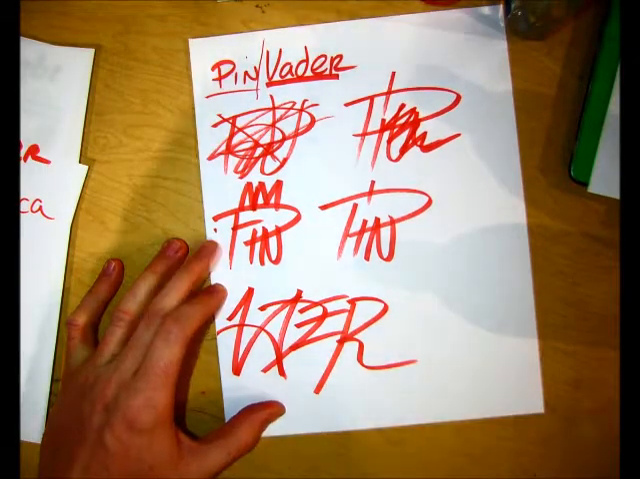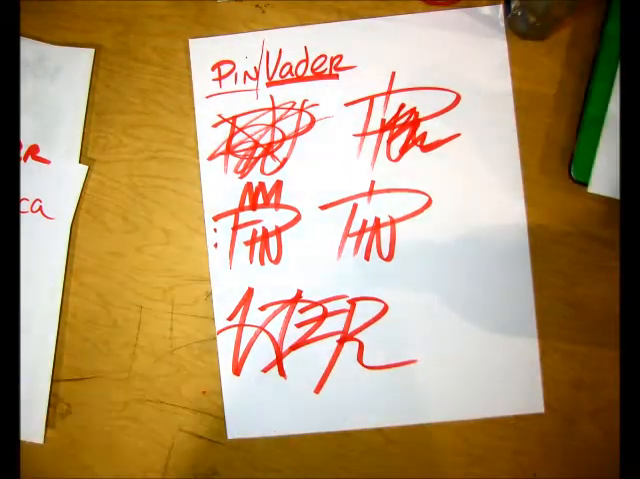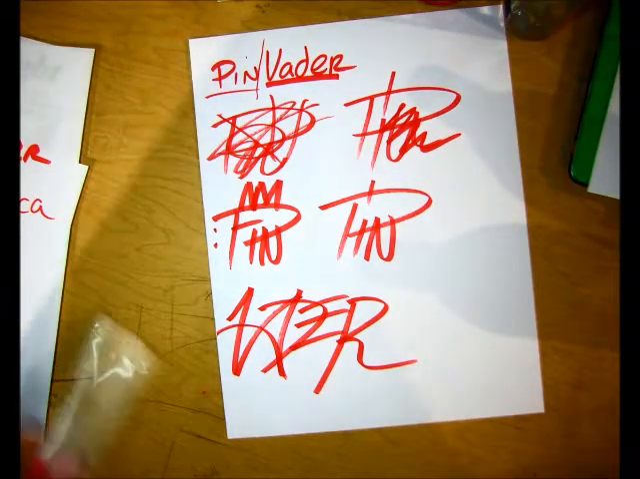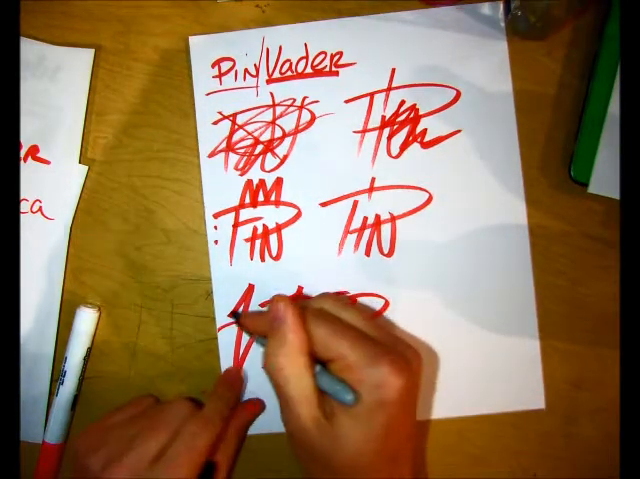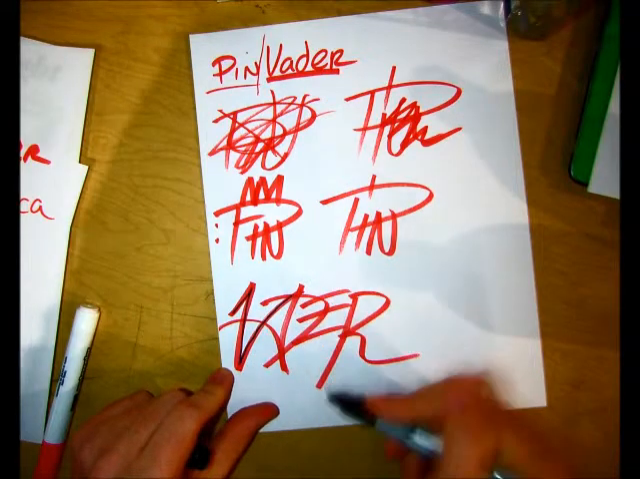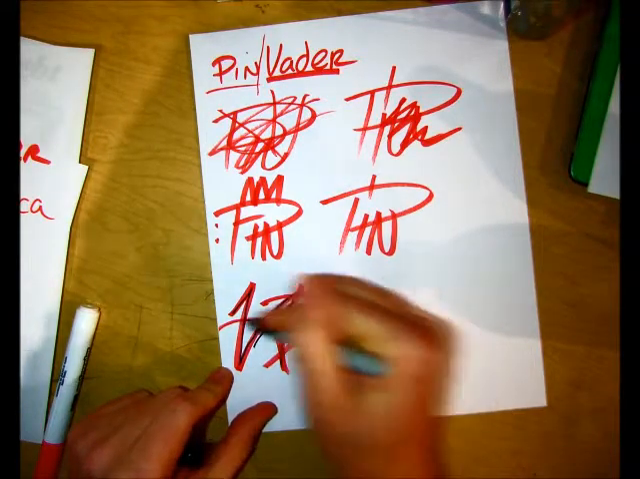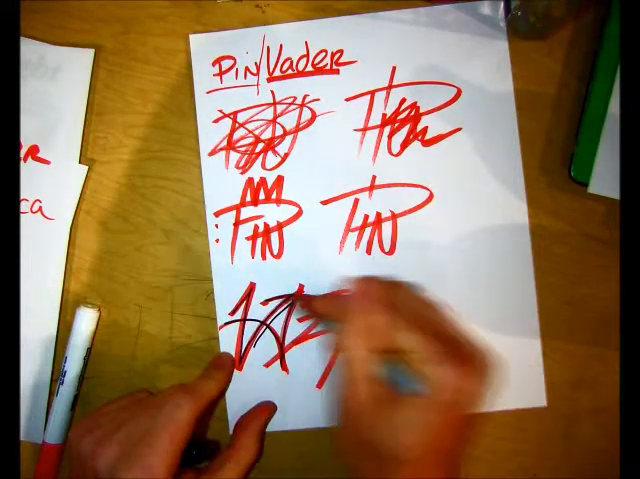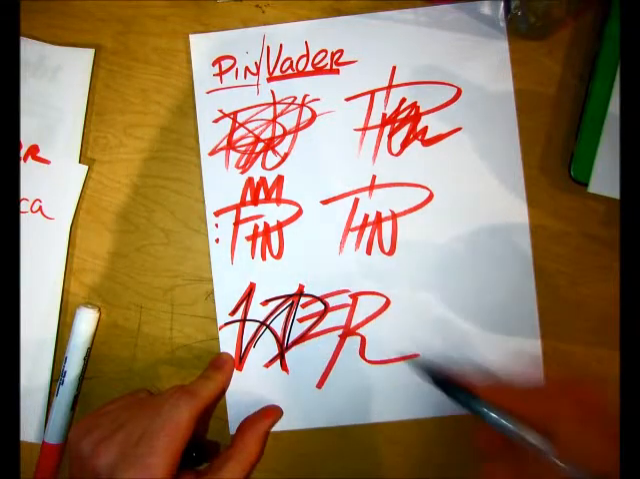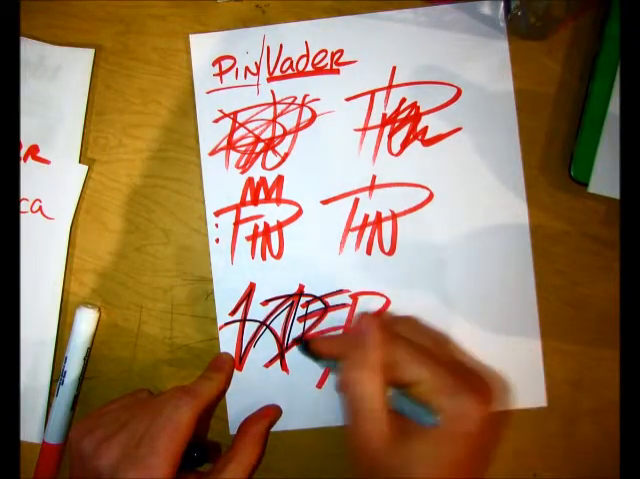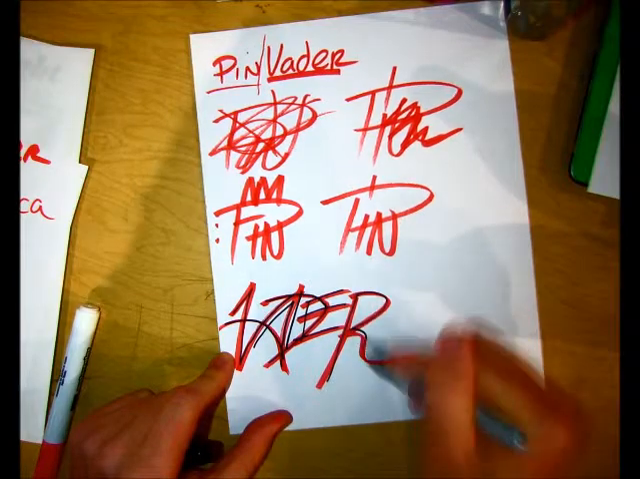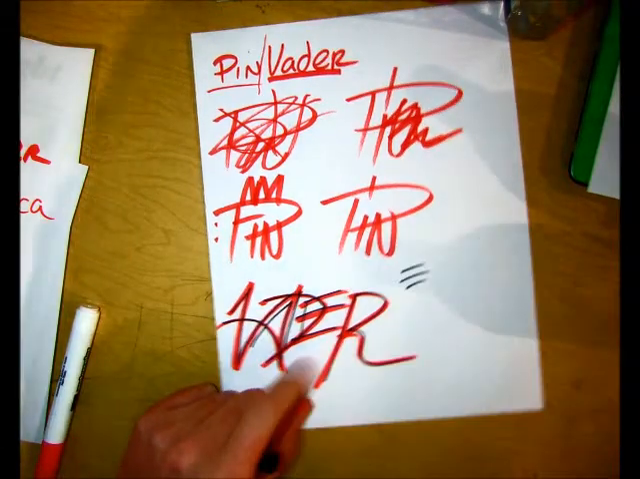D-E-R. You see it? It's going to get a little messy, but that's okay. Look. V, A, D, E, R. Now you saw what I did with that E there. The E, I just made three little lines.